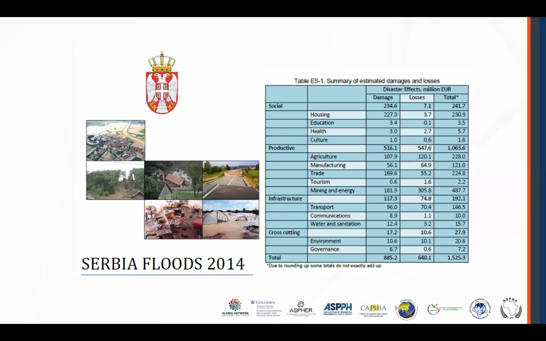So we can see a loss of life and injury, but also property damage, economic impacts, displacement of communities, environmental consequences, infrastructure damage, health risks, social and psychosocial impact, climate change amplification, challenges in emergency response and in the public health network of healthcare organizations, and other risks. So a summary of estimated damages and losses can be divided into social, productive, infrastructure and cross-cutting issues like housing, education, health, culture, agriculture, manufacturing, trade, tourism, mining and energy, transport, communication, water and sanitation, environment and governance.